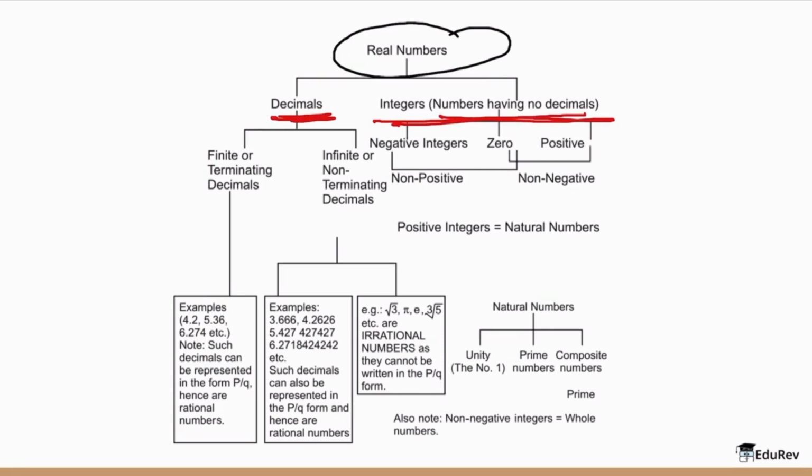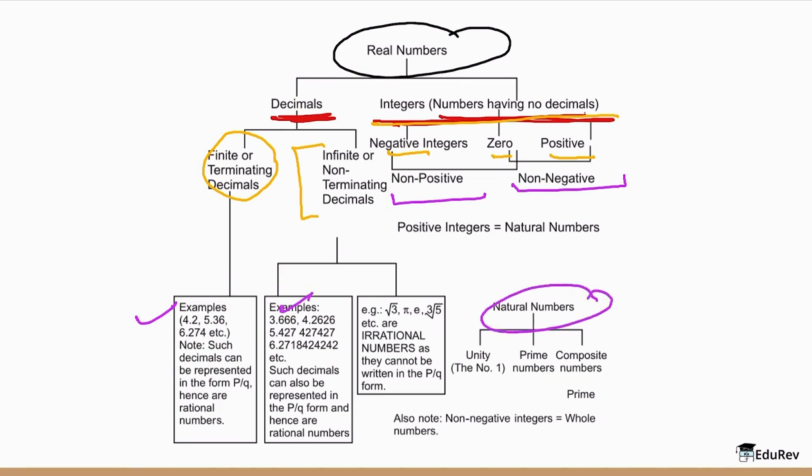Then your decimals are divided into two other groups, that is finite or terminating decimals and infinite or non-terminating decimals. And your integers are divided into three groups, that is your negative ones, your zero and your positive ones, right? Your zero and your positive ones are termed as your non-negative integers, whereas your negative integers are termed as your non-positive integers, right? Then your finite or terminating decimals have these examples. Your infinite or non-terminating decimals have these examples, irrational numbers and all that sort.